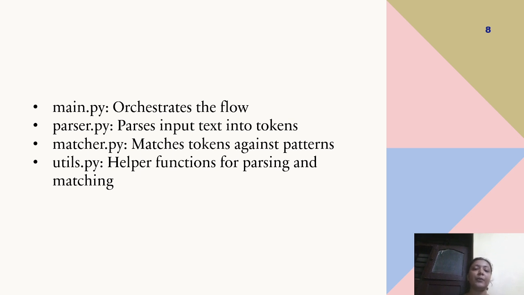Next is design and architecture. The project is divided into four main modules. The first one is the main.py file that runs everything. It loads data and calls other parts. Next is parser.py, which takes care of splitting the input into tokens. Next is matcher.py, which checks those tokens against specific patterns to find matches. And finally util.py, which contains helper functions that support parsing and matching to keep the code clean and modular.